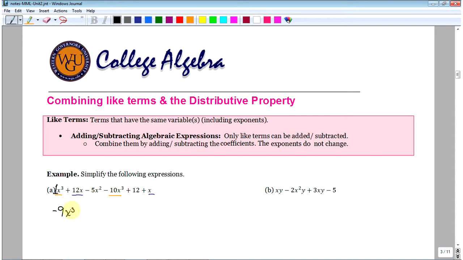Next, because it's good form to write your variables in descending order of power, you don't have to do that, but it just makes it easier to read. Since we've taken care of x cubed, I'm going to go with my x squareds next. There's only one x squared term, so I'm just going to bring that down and keep it as negative 5x squared. Now I need to combine my x terms. So I have a 12x plus a 1x, which will give me a positive 13x. And then I just have one number, or constant, and that's 12. So we don't have any like terms left, so this would be my simplified expression.